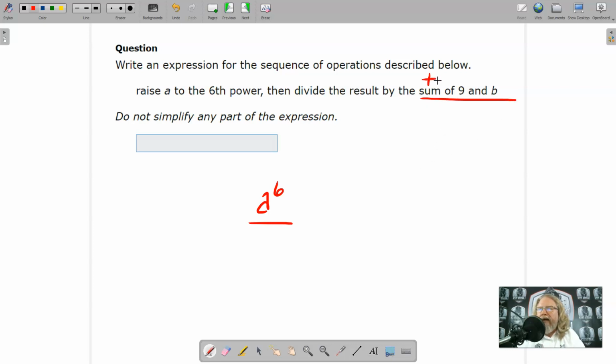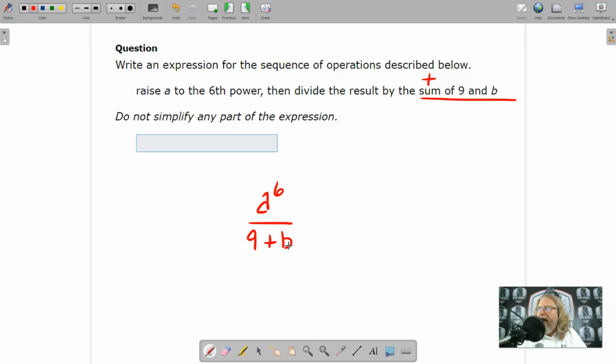Well, sum means addition, correct? So we're going to add. What are we going to add? 9 and b. That is our denominator. 9 plus b. So this is raising a to the 6th power, then dividing the result by the sum of 9 and b.